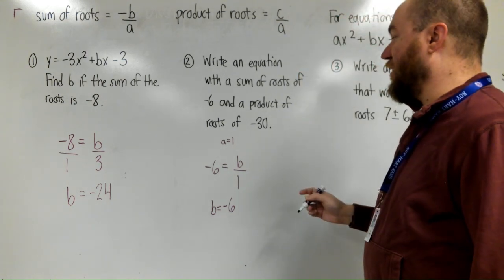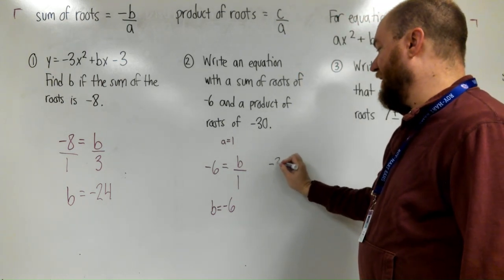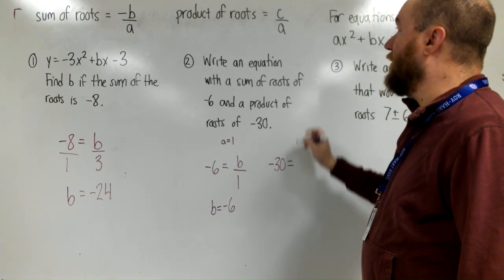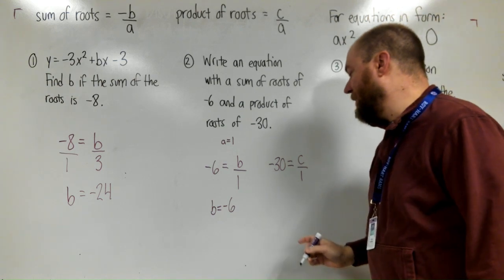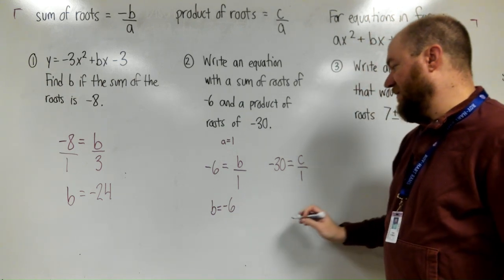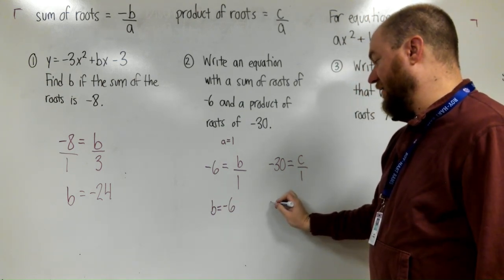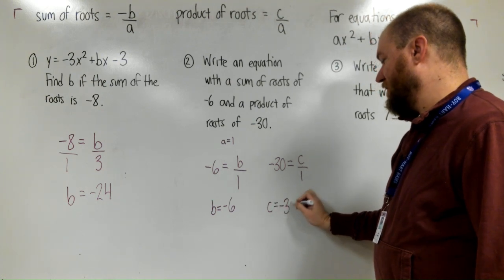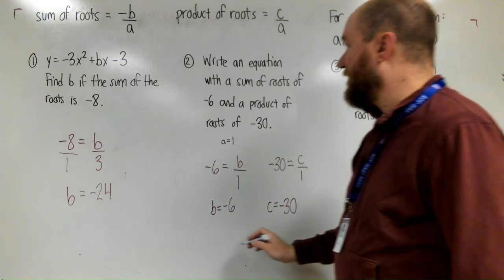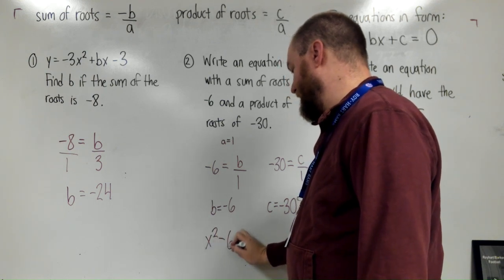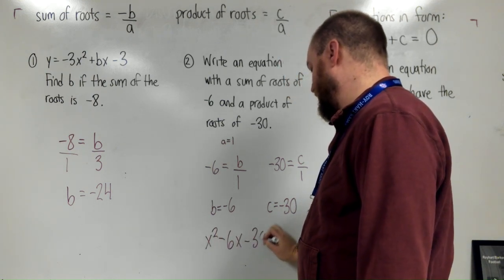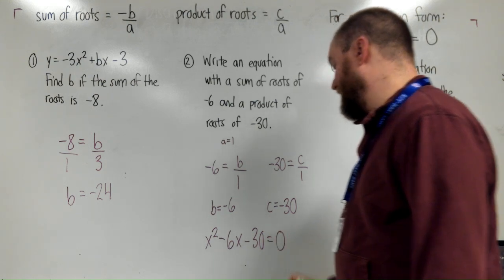And now let's do our product of roots formula. Negative 30 equals c over a. We just decided a was 1. So what does c have to be? C has to be negative 30. So it says write our equation. So that would be x squared minus 6x minus 30 equals 0.